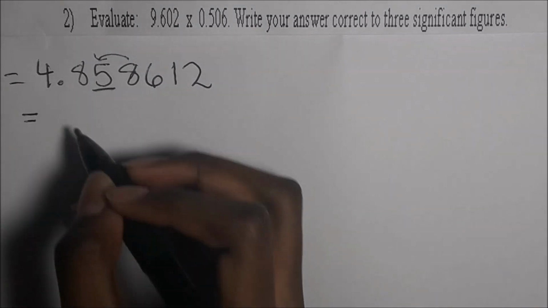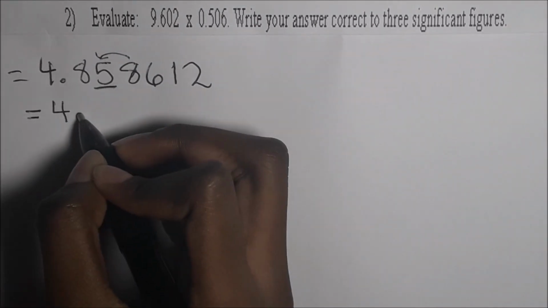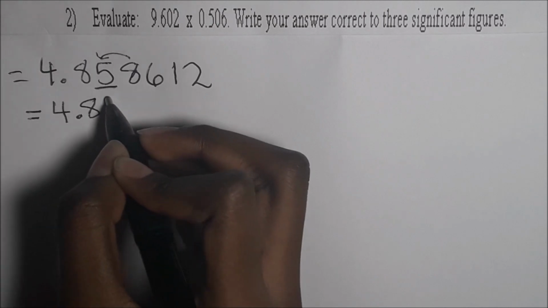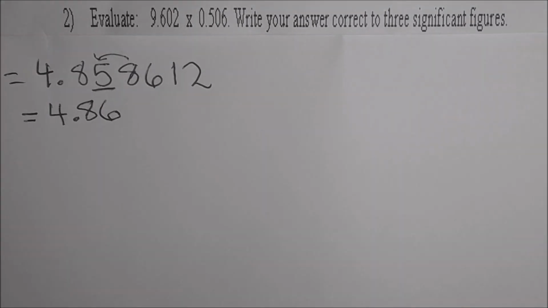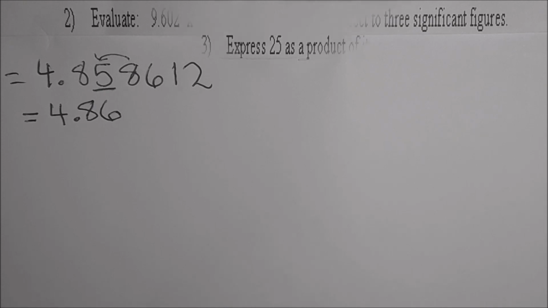So write the final answer. The final answer is 4.86. Very good. We added a 1 to the 5 because there's an 8 behind it. Once it's 5 or more behind it, you add a 1. And the answer is 4.86. Very good. Okay, Rafaela, read number 3.